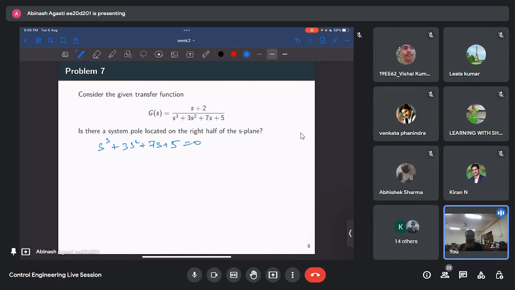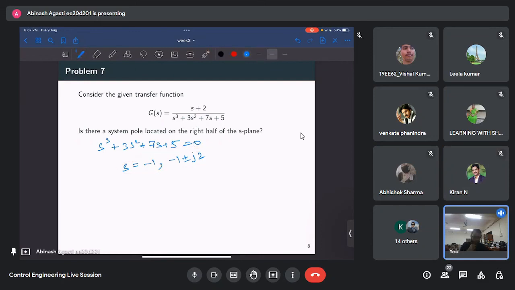Yeah, anyone have the answers? Yes, sir. Yeah, tell. All are located on left half of the S plane. There is no pole on right half. Okay, so tell what are the poles? -1. All -1. -1 plus or minus j2. Yeah, correct. These are the poles of the system.